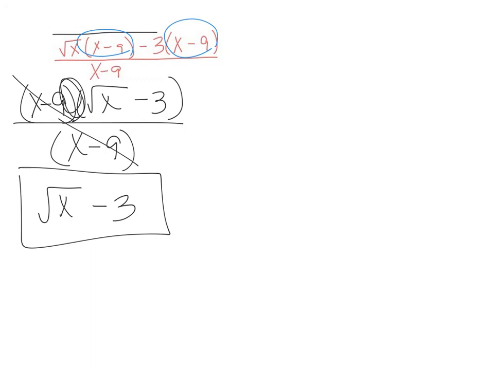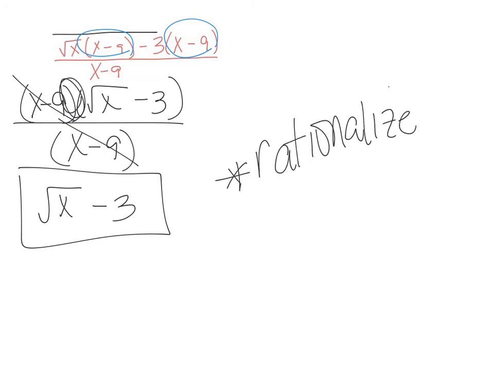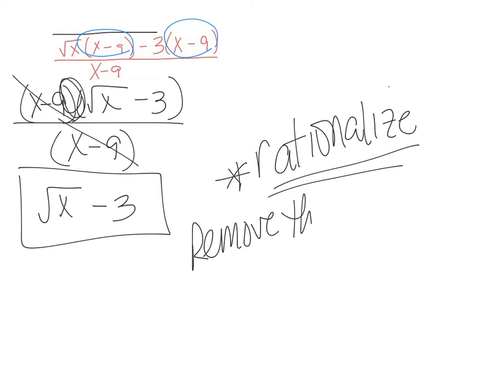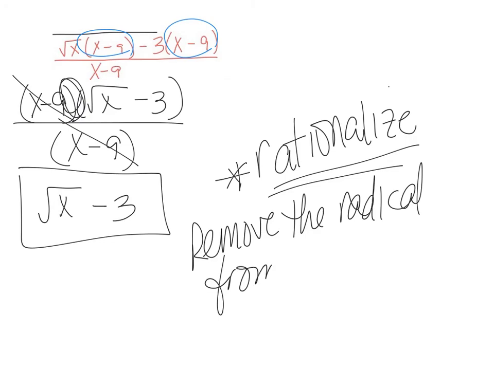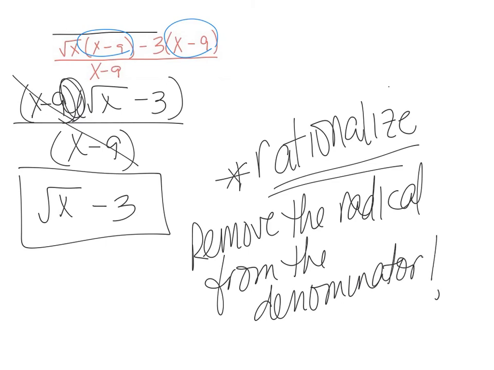Fantastic. So what we've learned today is that to rationalize, because you're going to be told to rationalize these expressions, that means we need to remove the radical from the denominator. So when you see that in instructions, that is what you're looking for. An expression with no radical in the denominator is rational. Okay?